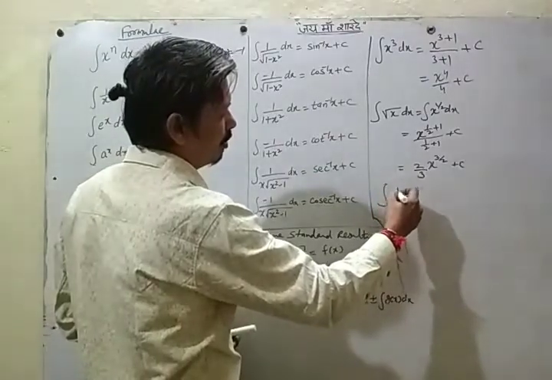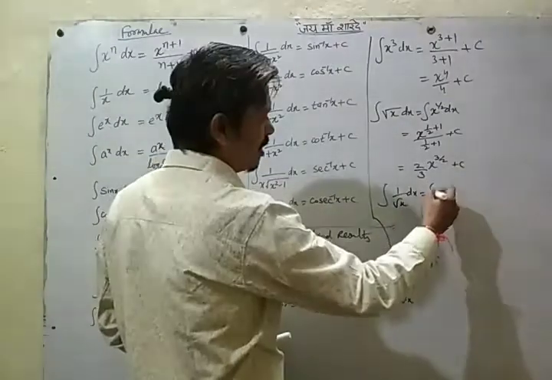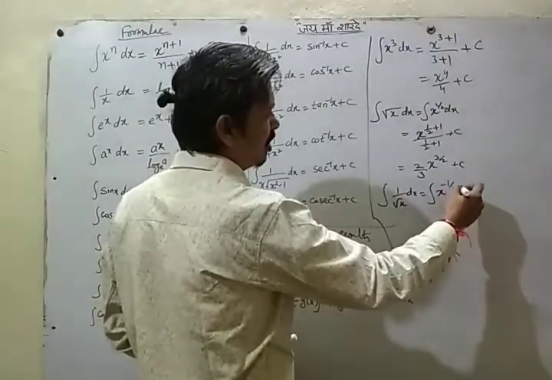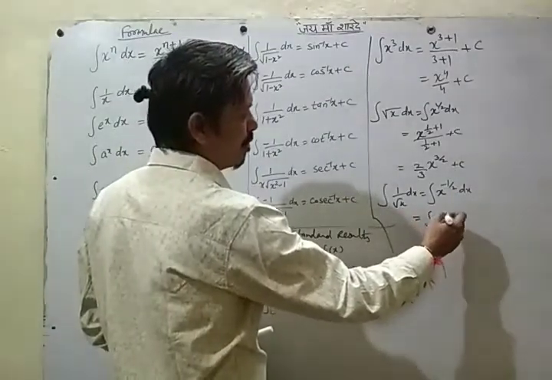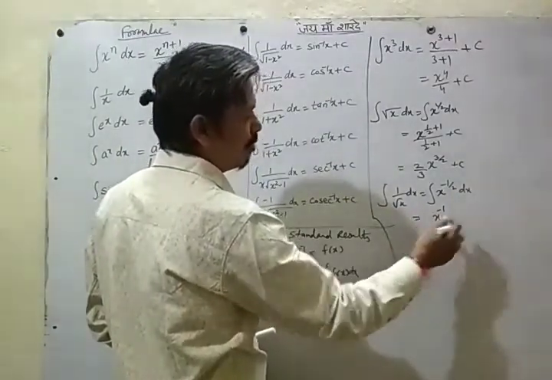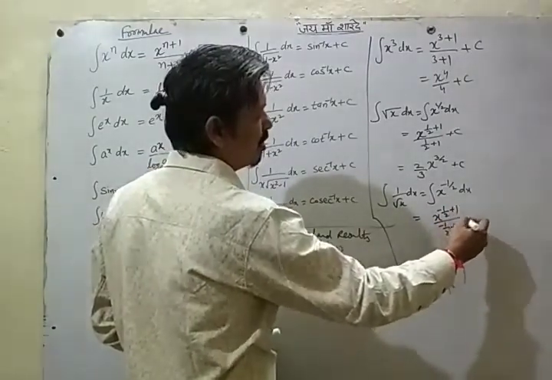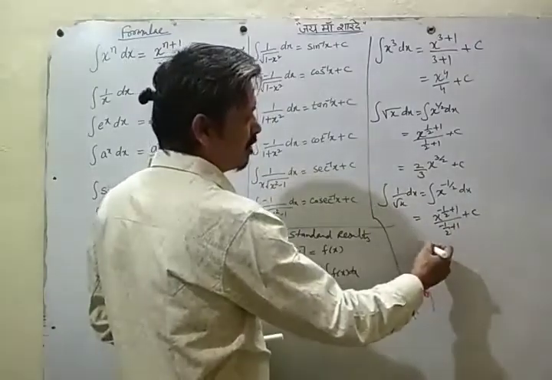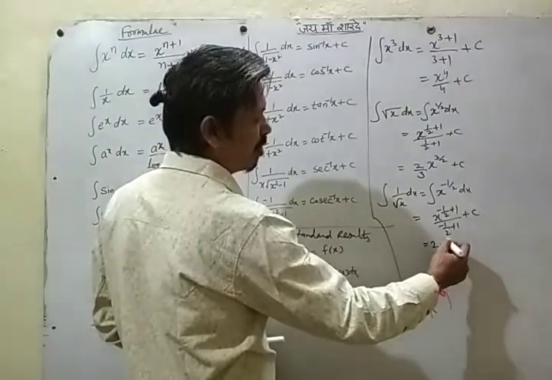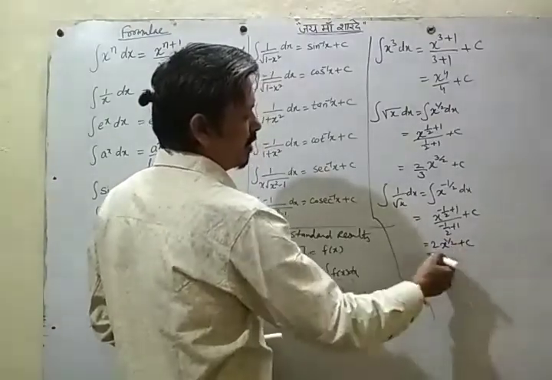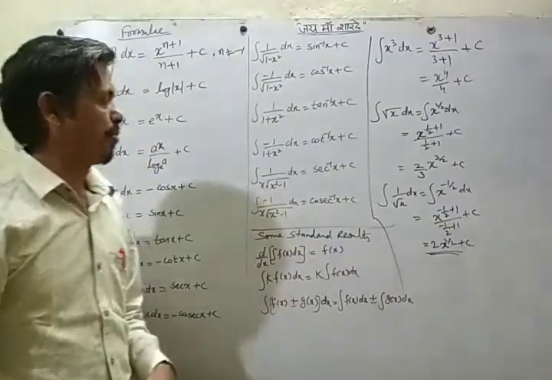Integration of 1 by root x. So this 1 by root x can be written as x to the power minus half. Now the integration of x to the power n will be x to the power minus half plus 1 upon minus half plus 1, plus a constant. So it is minus half plus 1, which is half, so that will be 2, and here x to the power half. Okay? Let's note this down, then we'll see some more questions.